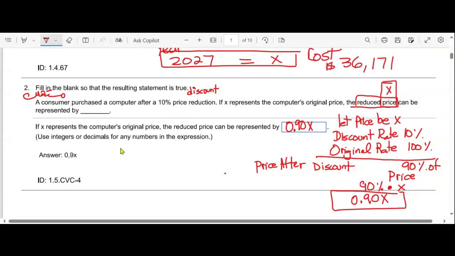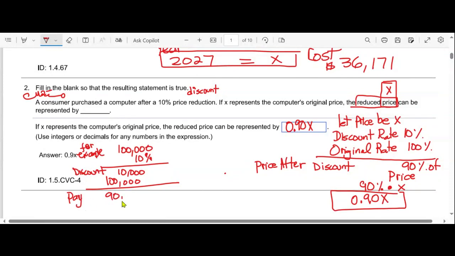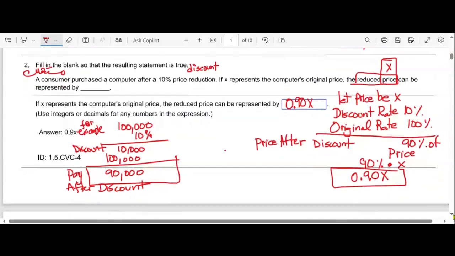Let's say, for example, you're going to buy a car. The car costs 100,000. You're going to get a 10% discount. So how much are you going to pay? You have to multiply this times this. What you're going to get? 10,000, right? That's the discount. I'm just giving you an example. So the discount is going to be 10,000, and the original price for the car is 100,000, right? So you're going to pay 90,000 after discount. Is this clear, everybody? Yes.